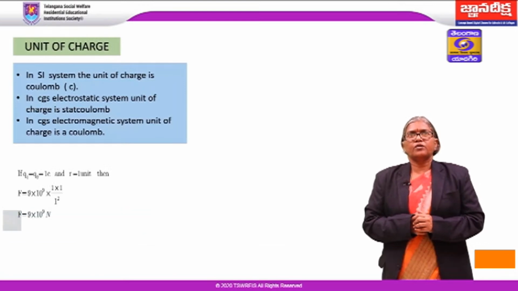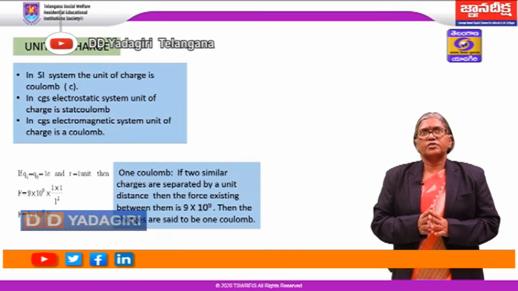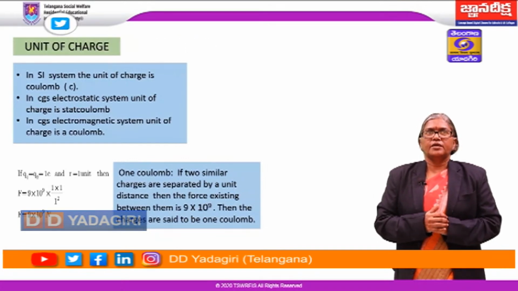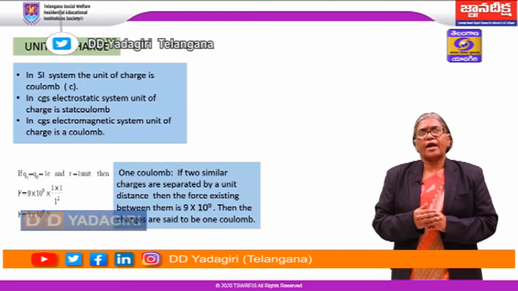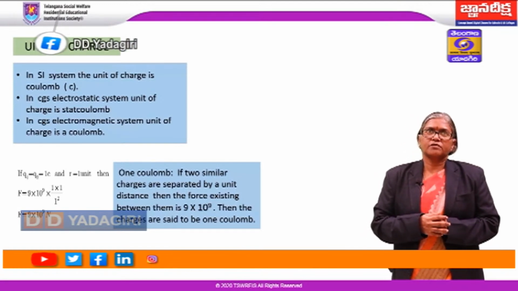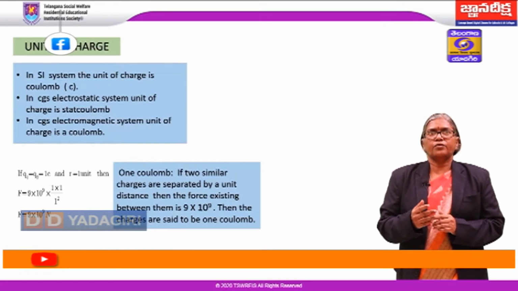So how do we define 1 coulomb? In the formula, if Q1 is equal to Q2 is equal to 1 coulomb and R is equal to 1 unit, if you put these values in the formula, we get F is equal to 9 into 10 to the power of 9 into 1 by 1 square. That means F is equal to 9 into 10 to the power of 9 newtons.